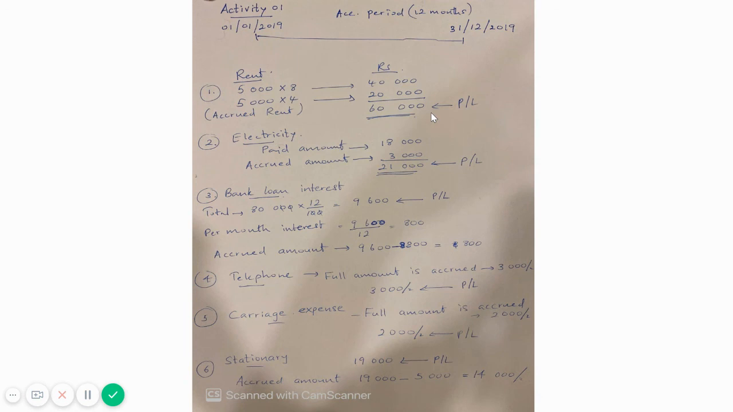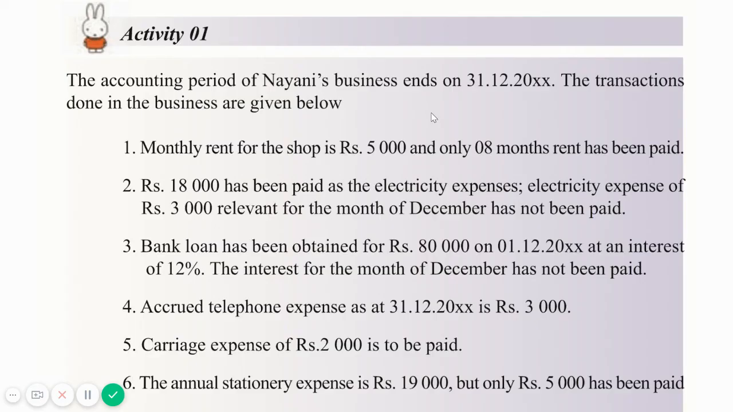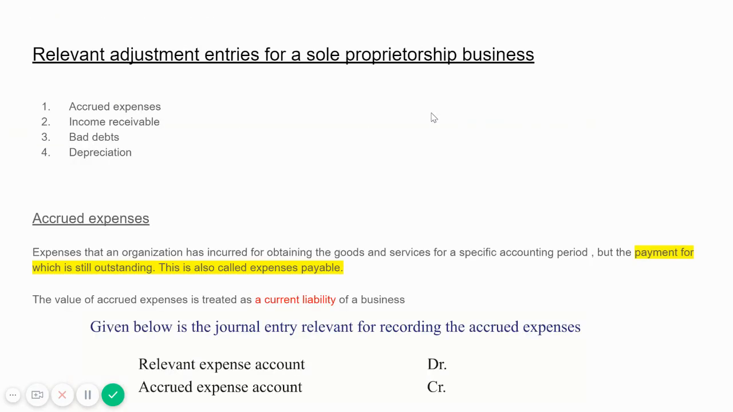But a better way is to show you an example. I will show it in my next video, and I would like to meet you there with an extension of the accrued expenses, general journal, journal entries and the ledger accounts, and we'll move on to the income receivable adjustment as well.